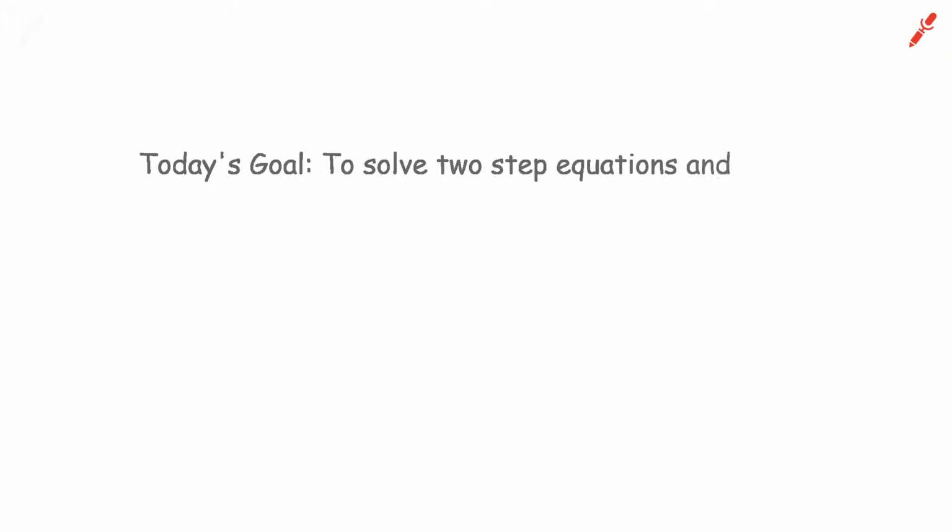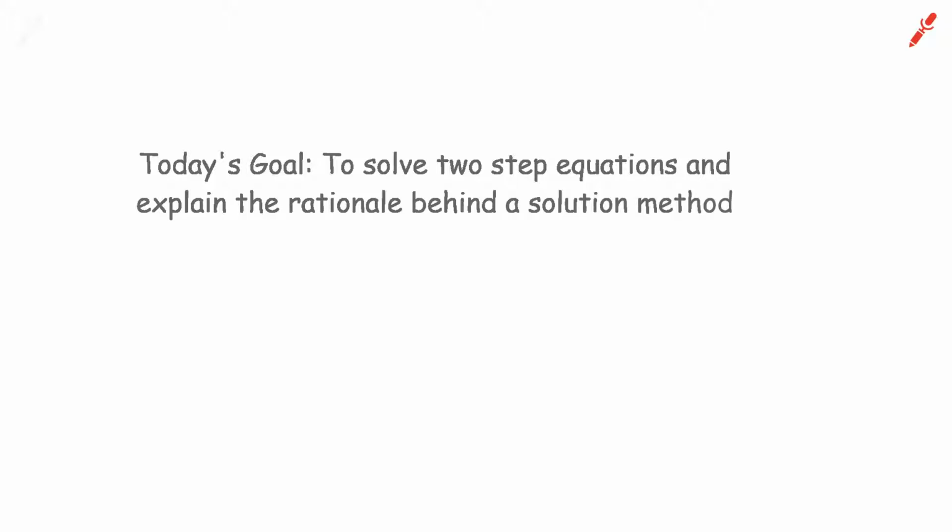Alrighty, y'all. Today's goal is going to be to solve two-step equations and explain the rationale behind a solution method. Basically what that means is, not only are you going to be able to solve the equation, but you need to be able to explain why. Why did I take this step? What was the thought process? What was the purpose behind solving it?